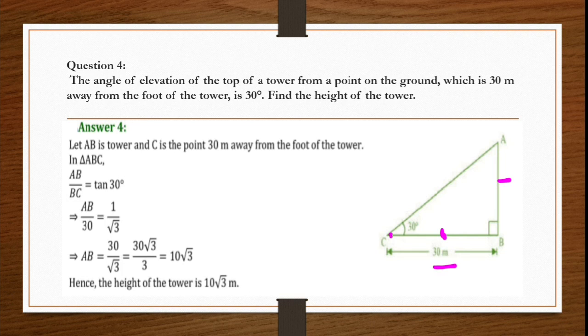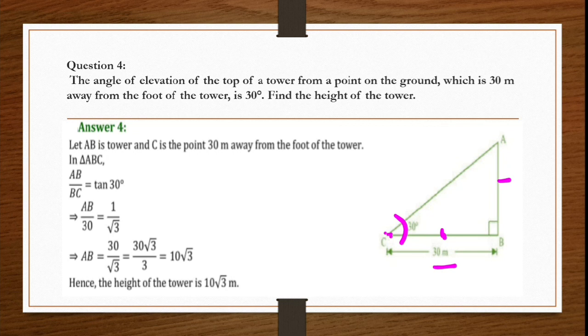At the point C, this C point is considered as the eye of the observer. And the angle of elevation, the definition of which I have discussed in the previous video, is 30 degrees. That means it makes 30 degrees with the ground.